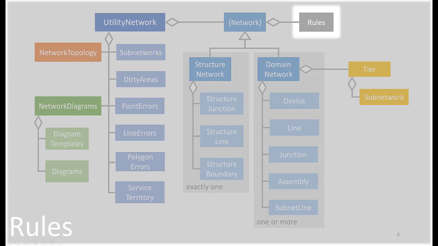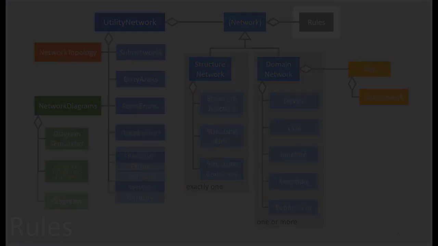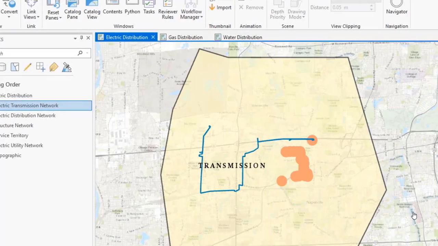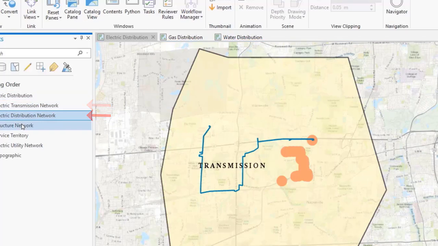So let's take a look at the utility network for an electric, gas, and water system. So we will begin with an electrical model. This model has both electric transmission and electric distribution. Looking through the table of contents, you see electric transmission, distribution, and our structural network. You will see a structural network in every example that we cover.